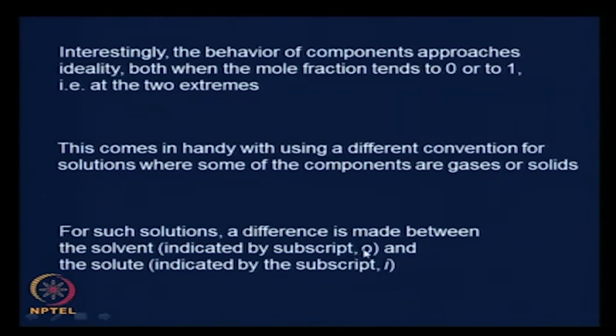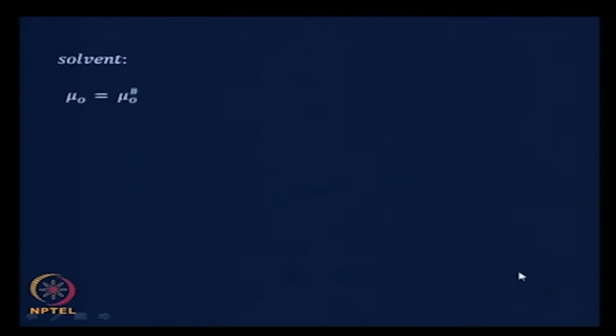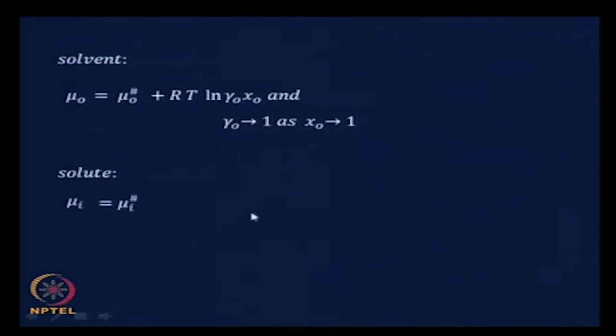For the solvent we had used a subscript o, and for the solute we had used a subscript i, and therefore we could write for the solvent mu o equals mu o hash plus RT ln gamma o xo, along with the completeness of this activity coefficient: gamma o tends to 1 as xo tends to 1. This is for the solvent, and for the solute mu i equals mu i hash plus RT ln gamma i xi, and gamma i tends to 1 as xi tends to 0. This was equation 4.9, and this is where we had finished up yesterday.